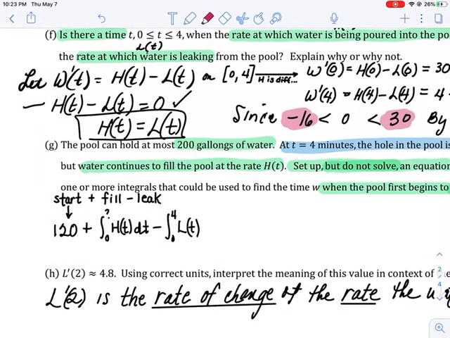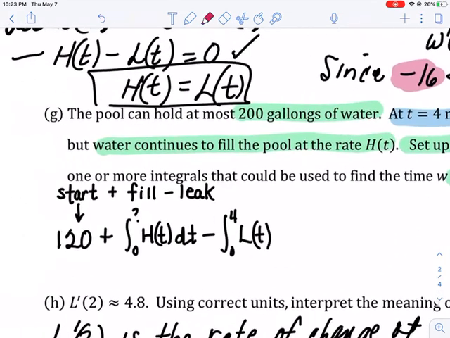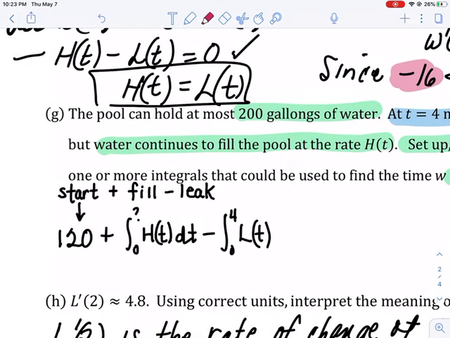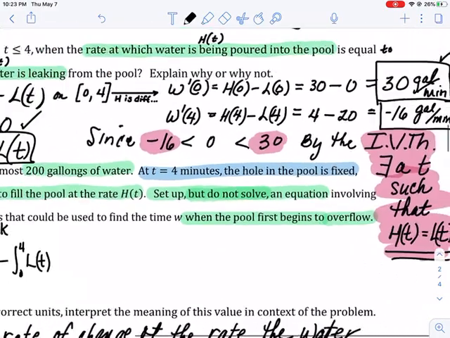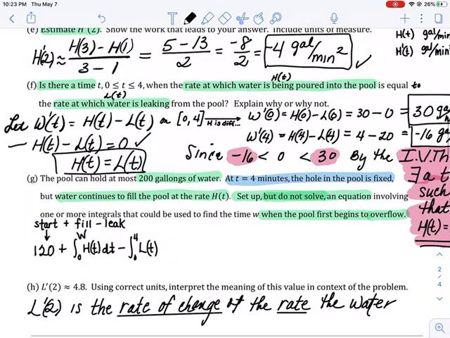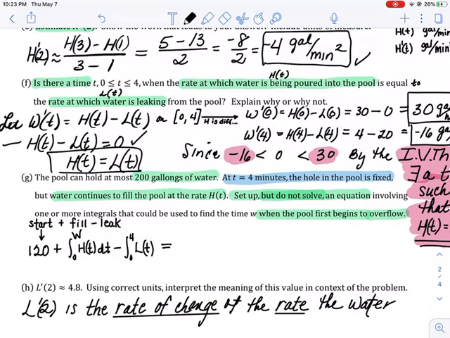So what I have here is kind of what I had in the other problems. I start with an amount in the pool. I start with 120. I fill a certain amount, and notice I have a question mark there. And then I subtract out what is leaking. But I stopped at 4. Notice I put a question mark there, but I'm going to put a W there now. That's going to represent the time, W, when the pool first begins to overflow. So 200 is where I want to go. So if I take what I start with, I fill it, and I subtract what I leak, then the equation would look something like this. I want that to equal 200. And since it's an equation, not an inequality, I'm going to leave it like that.